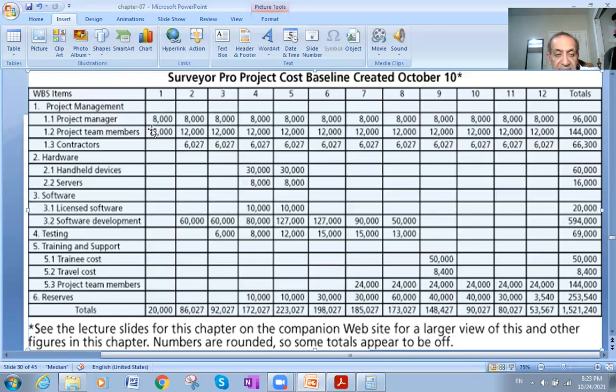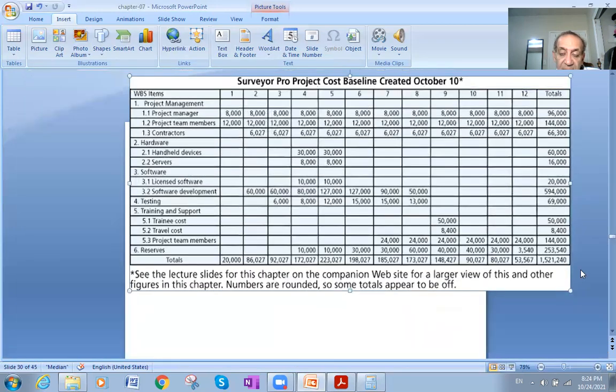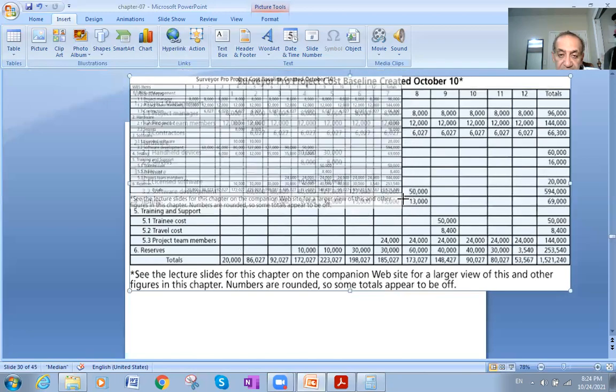So when you add the total like this, 8,000 and 12,000, 20,000, and here you add up the columns, then add the numbers of the row together. So the numbers of the columns must equal the numbers of the rows, and in both cases, it must be 1,521,240. So it must be that way. This is how we do the cost estimation. This is how the cost estimation should be.